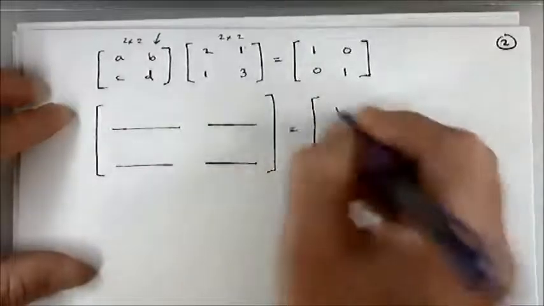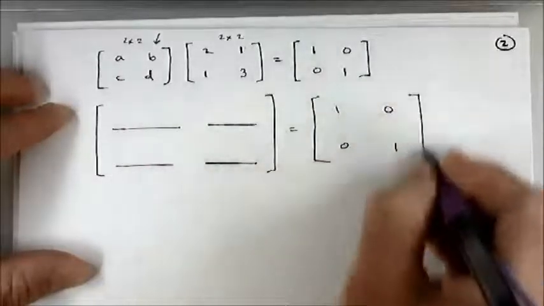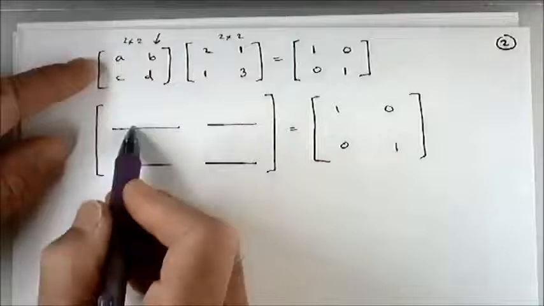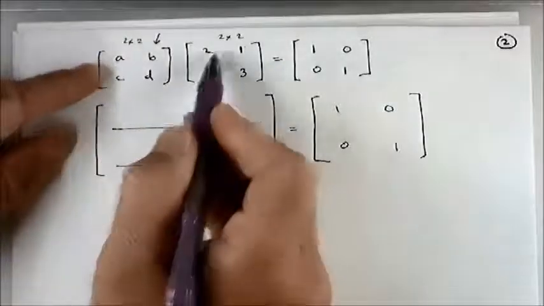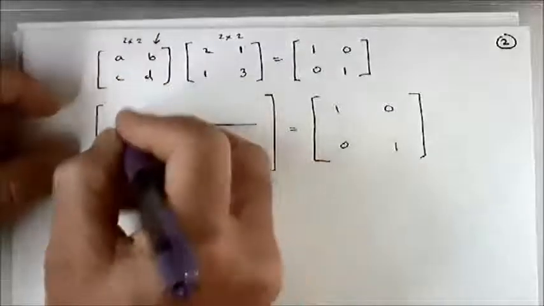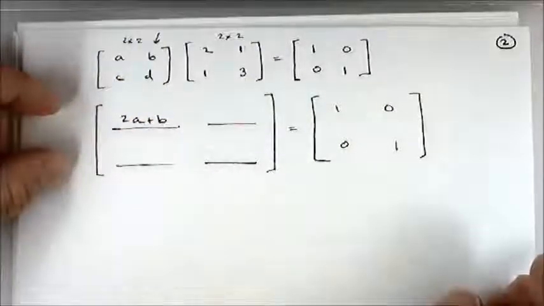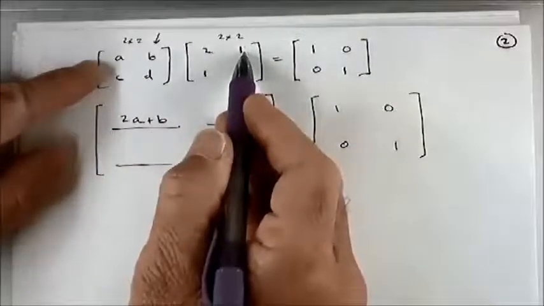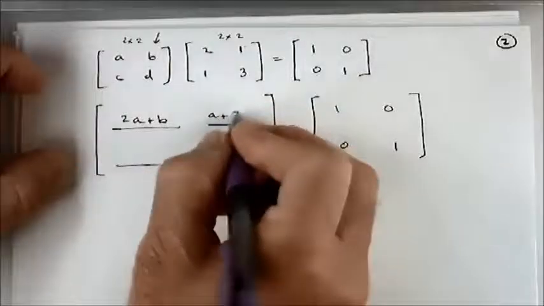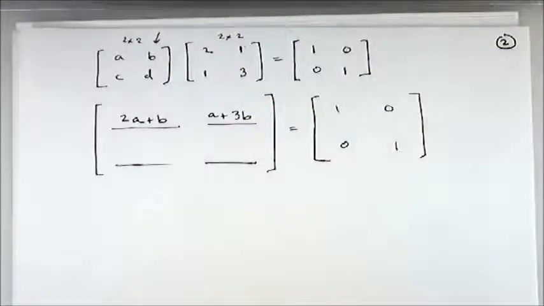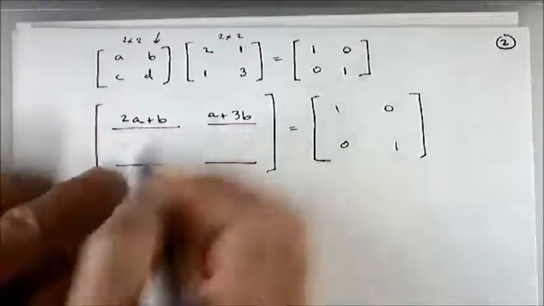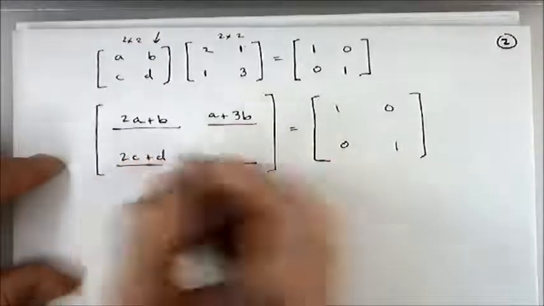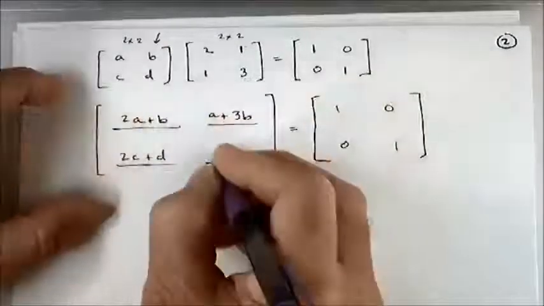We know this should equal 1, 0, 0, 1. So what goes in my first slot here is my first row times my first column. So that's 2A plus B. Right here is my first row times my second column. That's 1A plus 3B. And then we're at bottom row times the column, 2C plus D. And then 1C plus 3D.